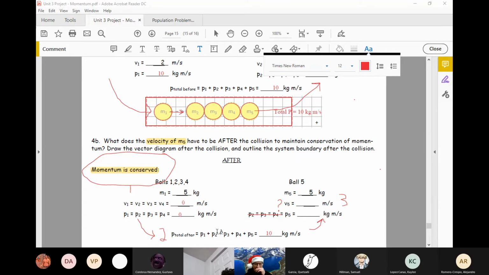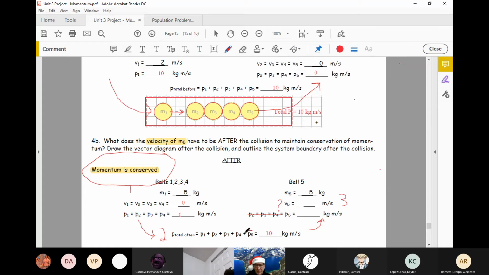So, who's next? It looks like Sam is up. So Sam, you're going to find this one out, which actually should not be too hard. This is the momentum of ball number 5. And remember, the total momentum after the collision was the momentum of all balls added together. So we haven't figured out this one yet, right? This one's got to go up there.